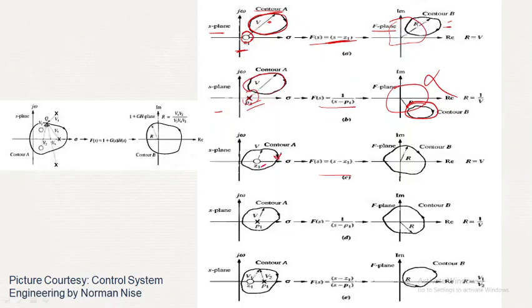So this will be mapping to here in the F plane. This contour that you are getting is encircling the origin and the direction is also the same. यहाँ पे जो भी direction है वही same direction आपको यहाँ पे मिलेगा. Similarly here, one pole inside the contour.